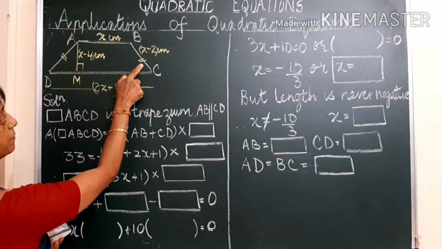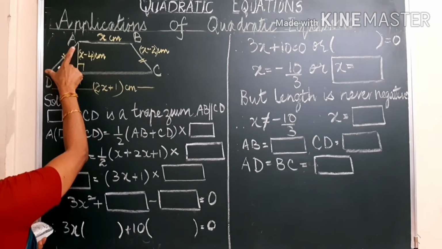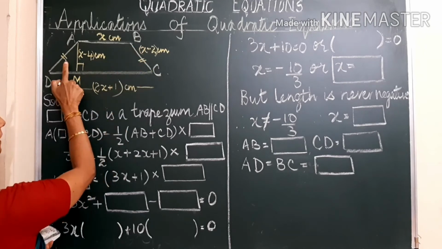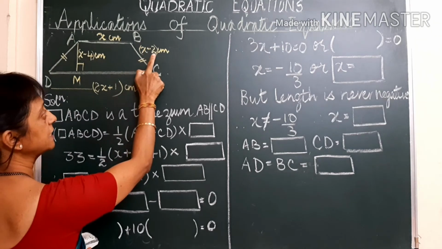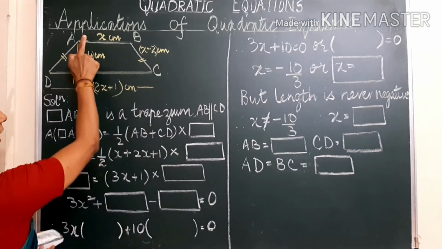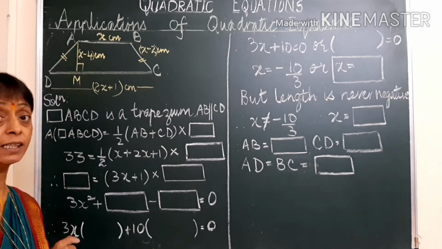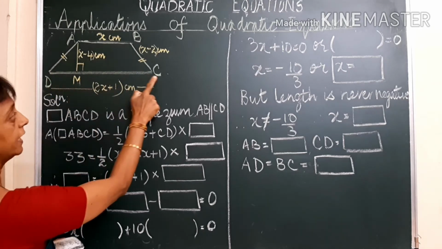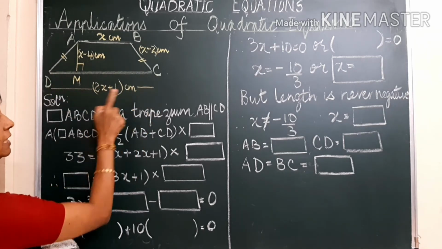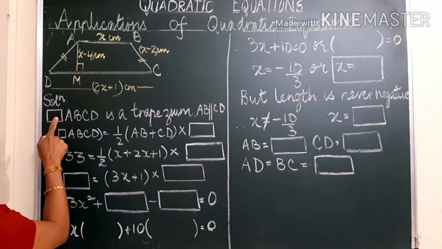Now the identical marks show that the opposite sides are congruent. So AD is congruent to BC, as shown by these identical marks. How much is BC? It is x minus 2 centimeters. AB is x centimeters. AM, which is the height between the parallel lines, is x minus 4 centimeters, and the total length DC is 2x plus 1 centimeters. Let's start with the problem and fill up the empty boxes.